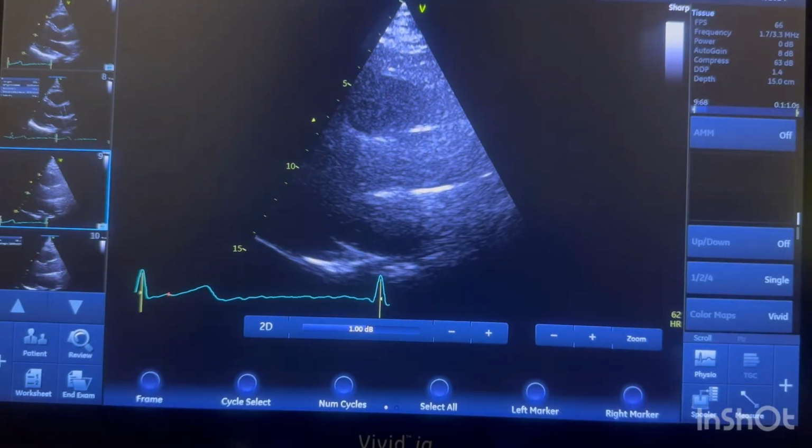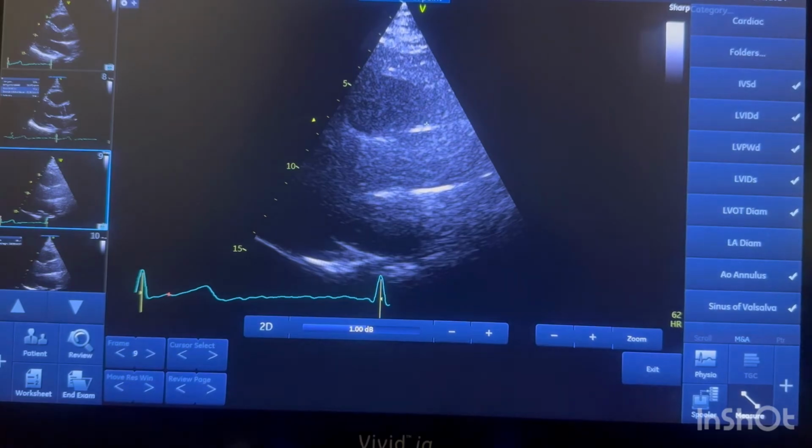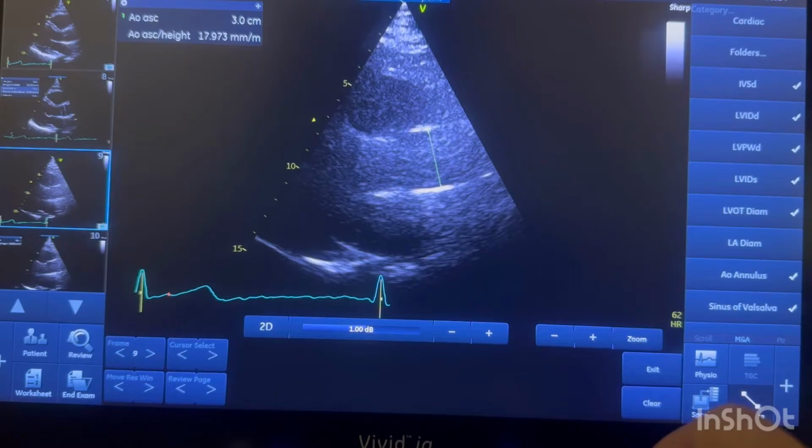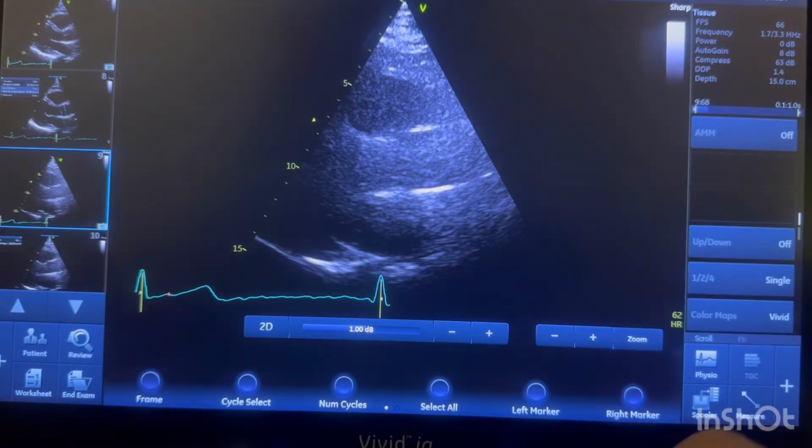Don't measure it this way, okay? Don't measure this way. Some people do it this way. No, this is not the way, okay? You need to get the inner edge to inner edge, which is this is your inner edge and this is your inner edge. Again, this is inner edge to inner edge. So this is the measurement, okay? So this is your ascending aorta done.